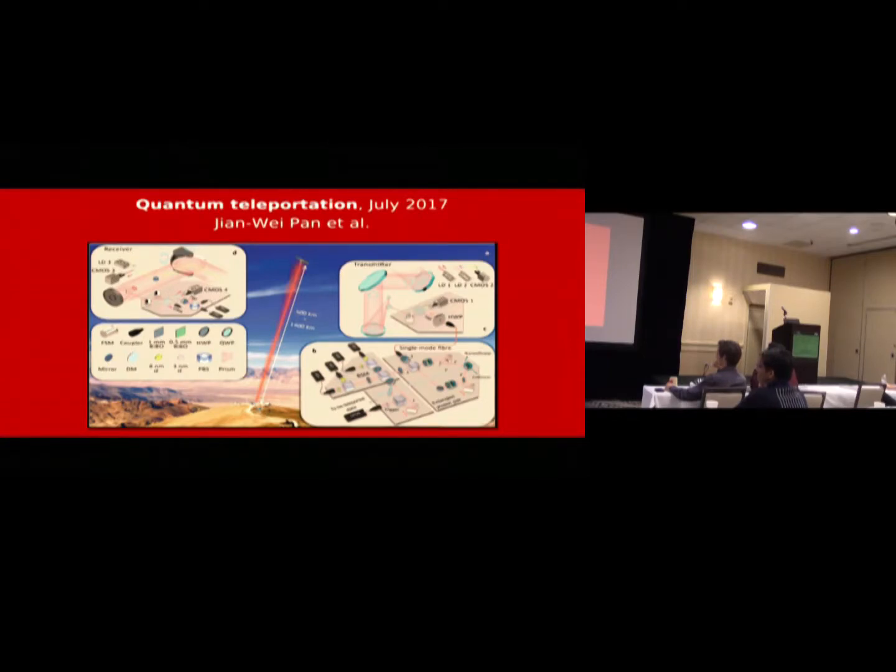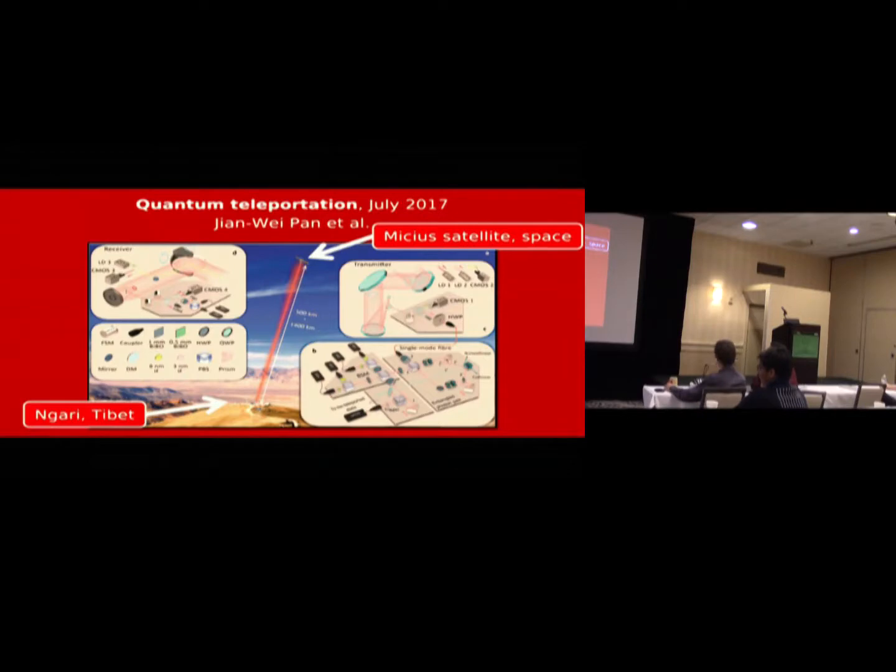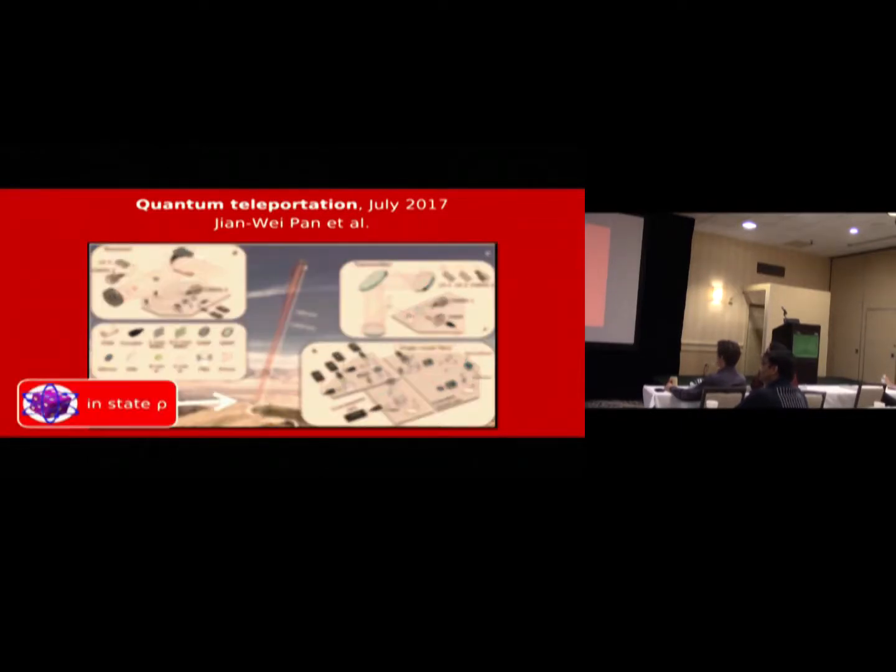Never mind what that is, but there's some ground station at Ngari in Tibet, and there's some mission satellite in space, about 1,200 kilometers away, and they teleport a qubit from down here to up here. That's the point of the paper, to demonstrate that they can do this. Now, what does this mean? There's some particle in a quantum state. This is my picture of a particle in a quantum state, rho, down here, and then they teleport it up here.